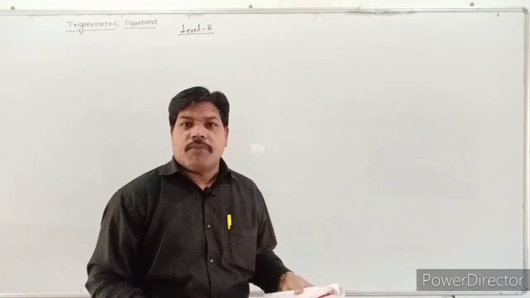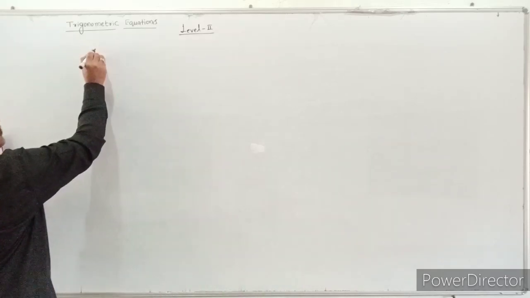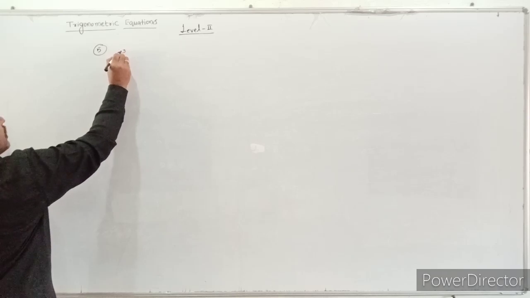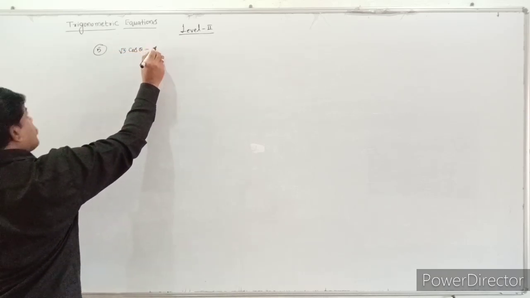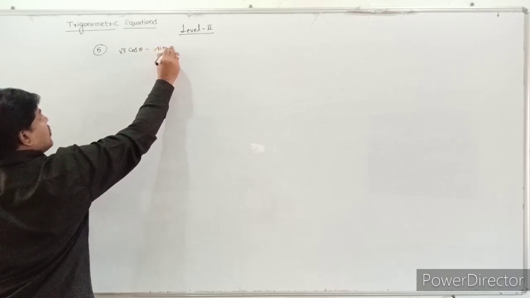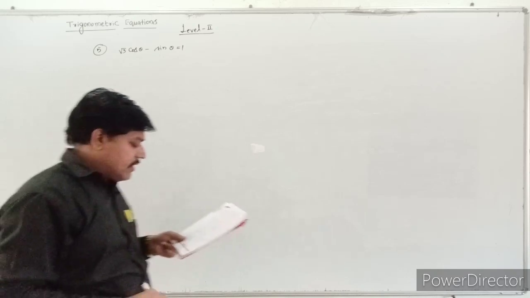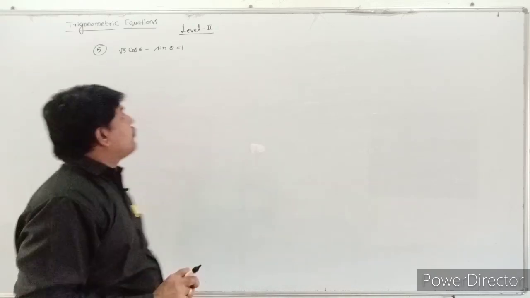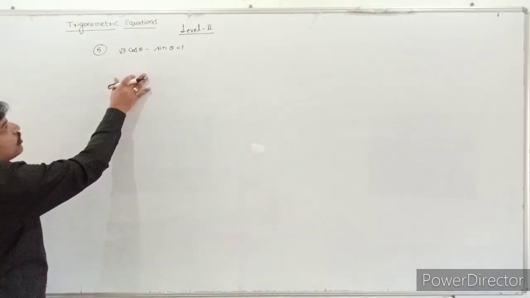See question number 5. So what is question number 5? Root 3 cos theta minus sin theta is equal to 1. Then the theta value is. So see this question, students. Root 3 cos theta minus sin theta is equal to 1. I already told you that one.